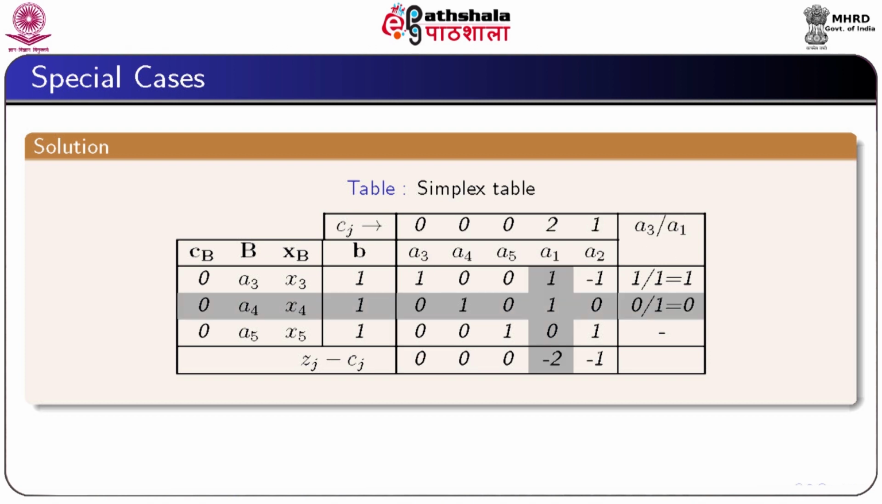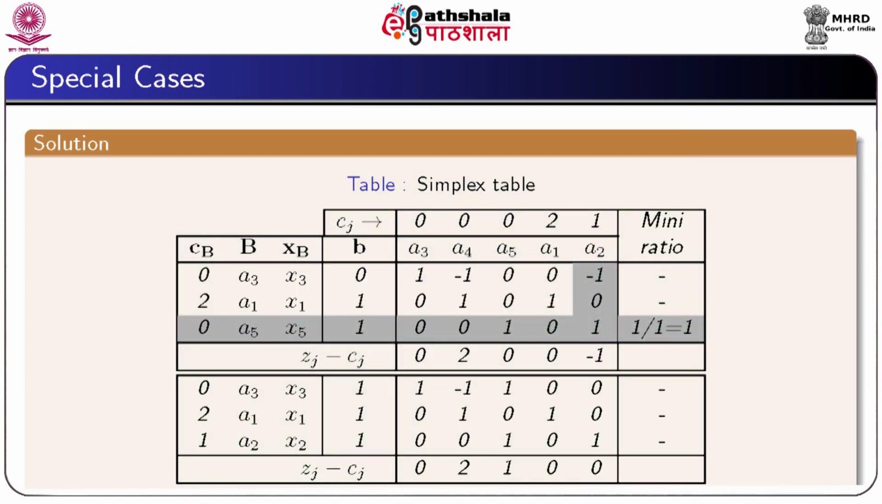For this rearrangement, the costs Cj's need to be rearranged accordingly. Now, we find the minimum ratio for the elements of the vectors a3 and a1 considering the first and second rows only, and we find that the minimum ratio lies in the second row. Hence, the vector a4 will be the departing vector. Now, we proceed as usual and do computation for the next two iterations as shown in this slide.